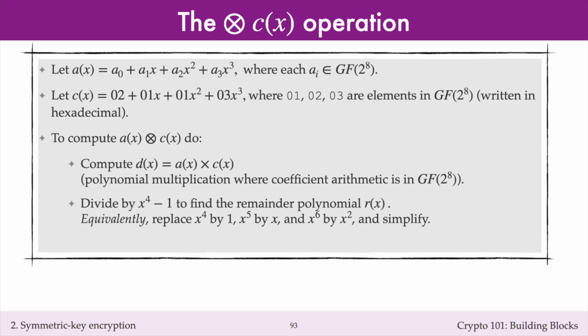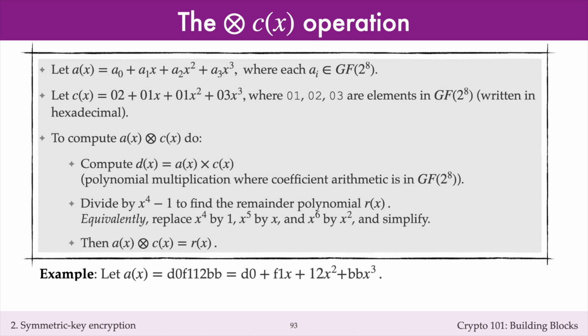Replace the x^4 term in d(x) by 1, the x^5 term in d(x) by x, and the x^6 term by x^2. After simplification, in other words, after adding the terms of the same degree together, we obtain a polynomial r(x) of degree at most 3. Then a(x) times c(x) is defined to be the remainder polynomial r(x).